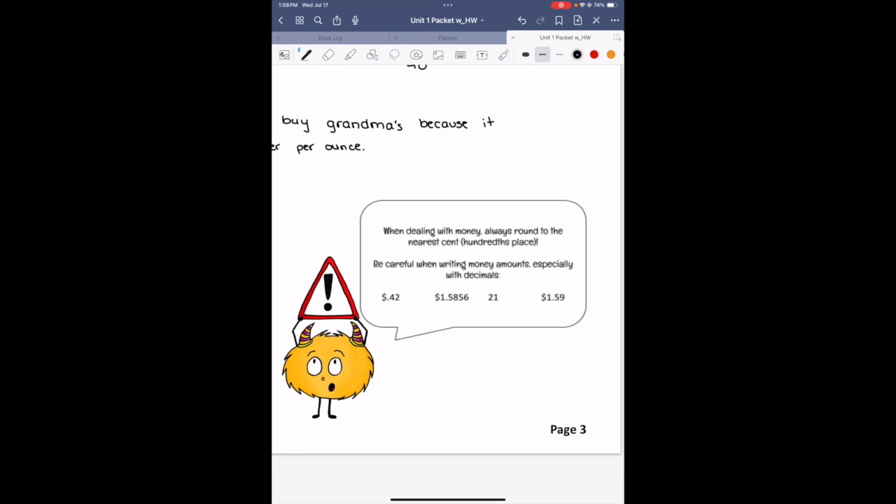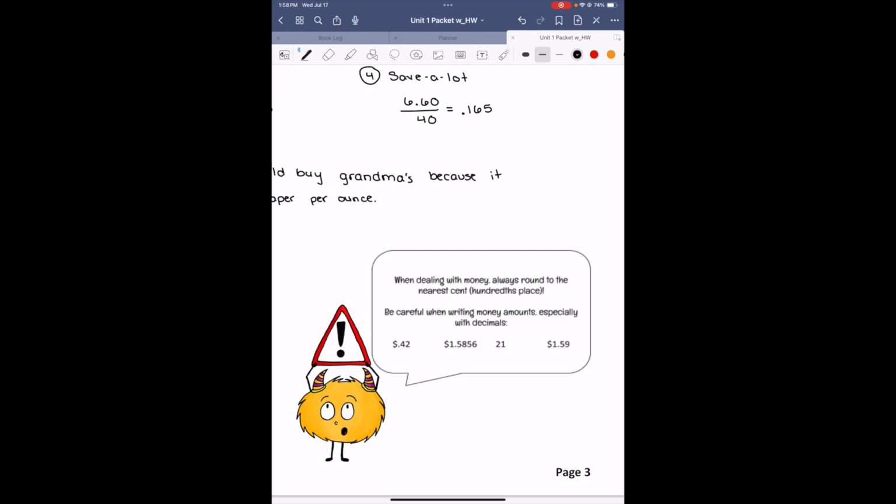And the last part just kind of talks about rounding when we're writing money, especially with our decimals. So we always want to round to the hundredths place.